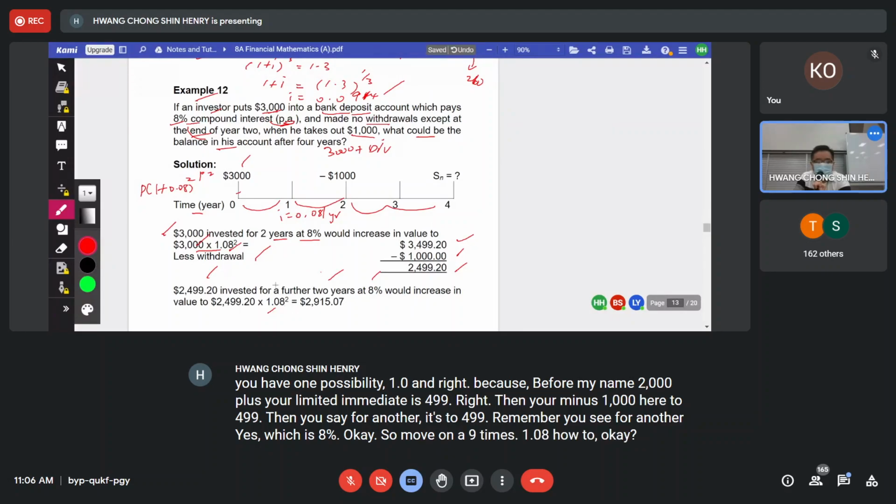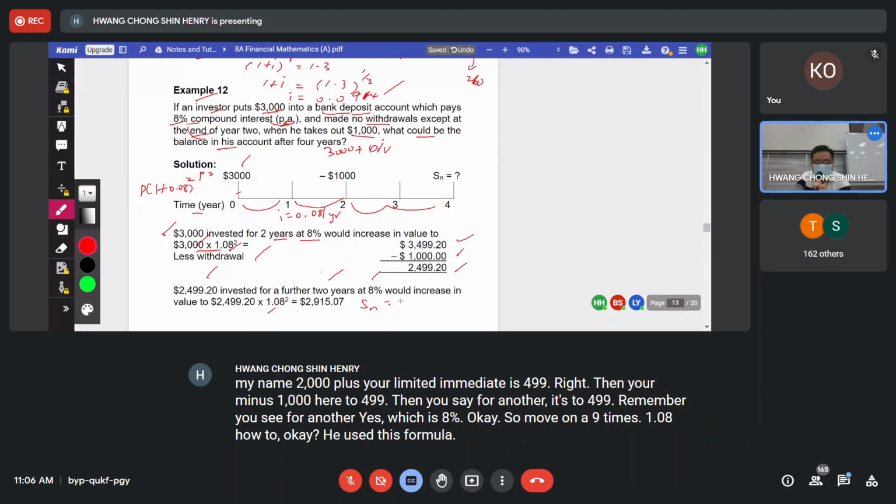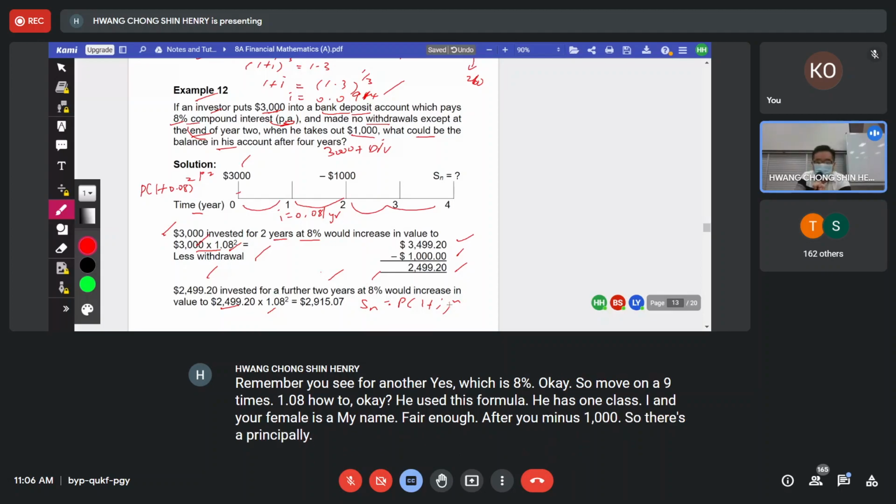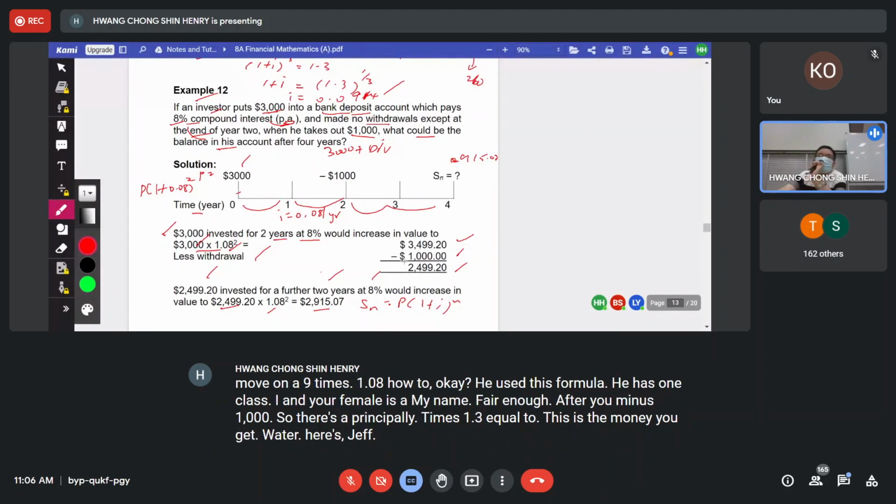Again, we use this formula: P times 1 plus i power n. Your P now is what? 2,499, fair enough, after you minus 1,000. So that's the principal already, times 1.08 power 2. This is the money you get after 2 years. Okay? So I hope you understand the concept.